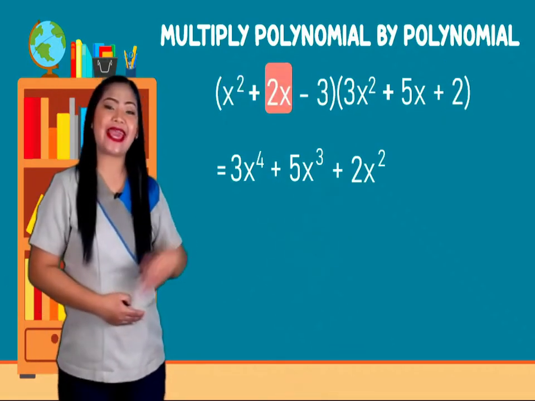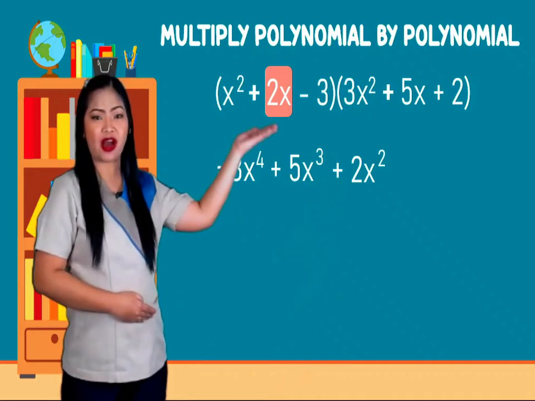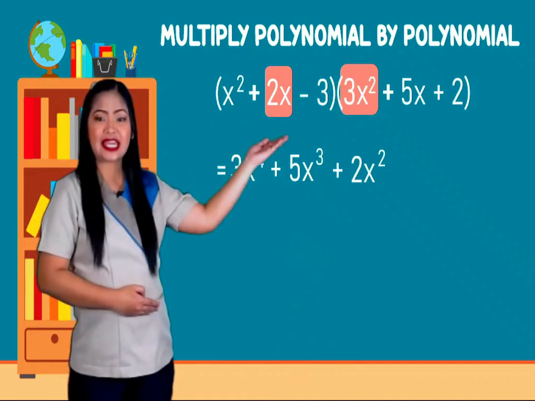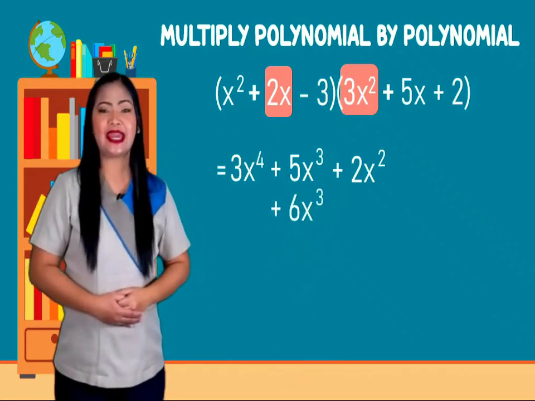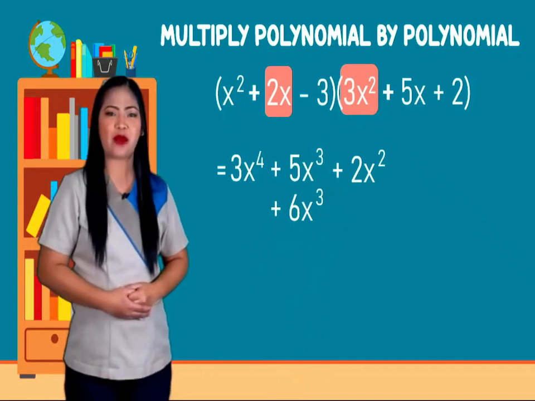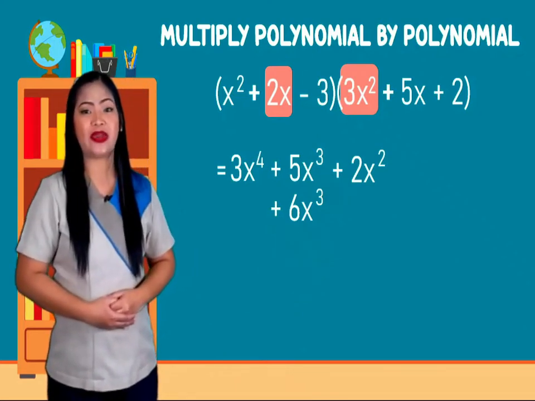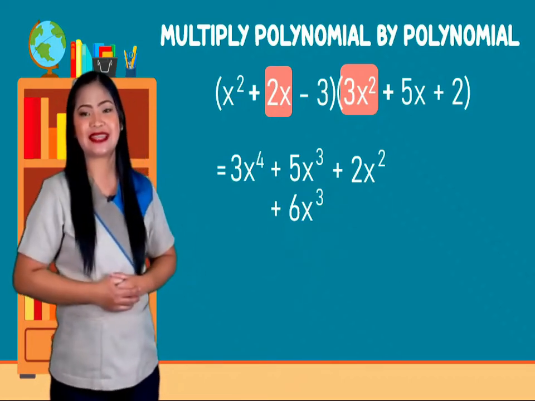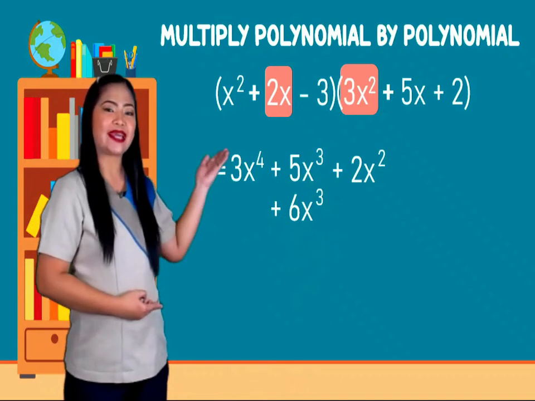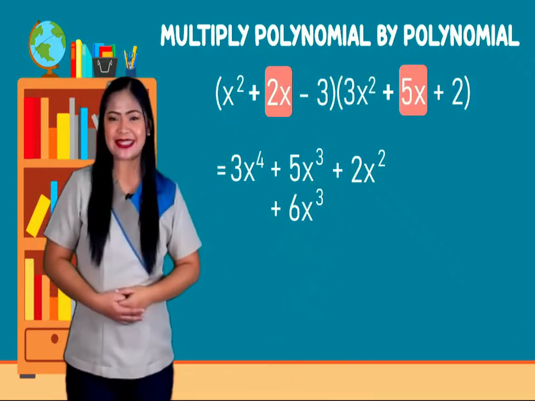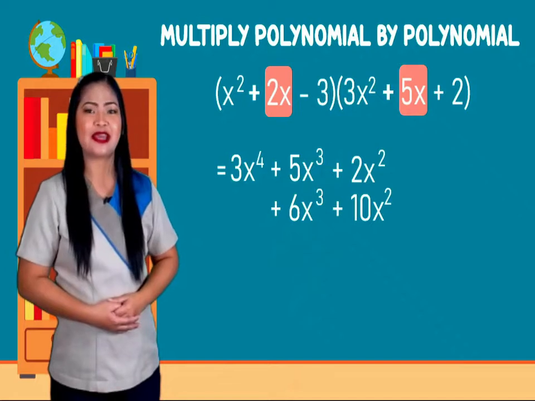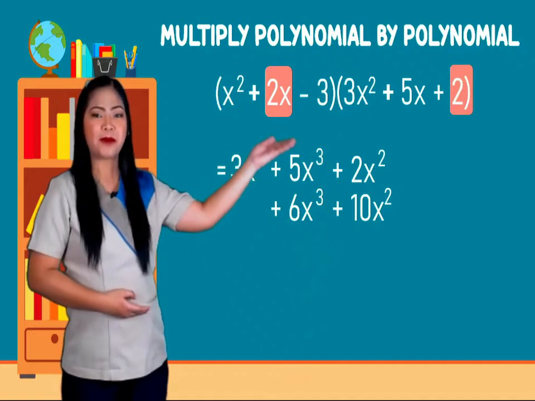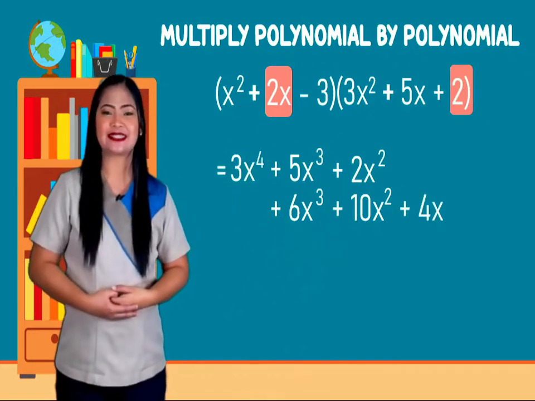This time, multiply the second term to each term of the other polynomial. So that will be 2x times 3x raised to the second power is 6x raised to the third power. We are going to write it below its like term so that it would be easy for us to combine all like terms later on. Then, 2x times positive 5x is positive 10x raised to the second power. And 2x times positive 2 is 4x.